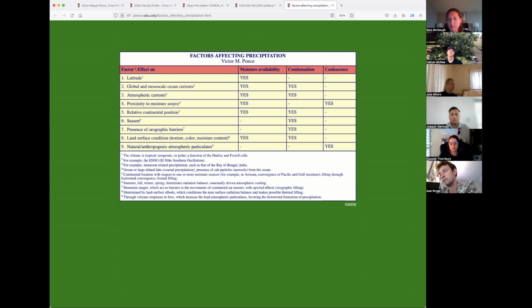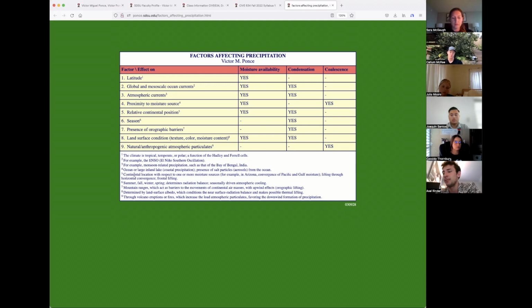Proximity to moisture source, that is very important. Since the moisture source creates the moisture, the areas that are closer to a moisture source are likely to be wetter.